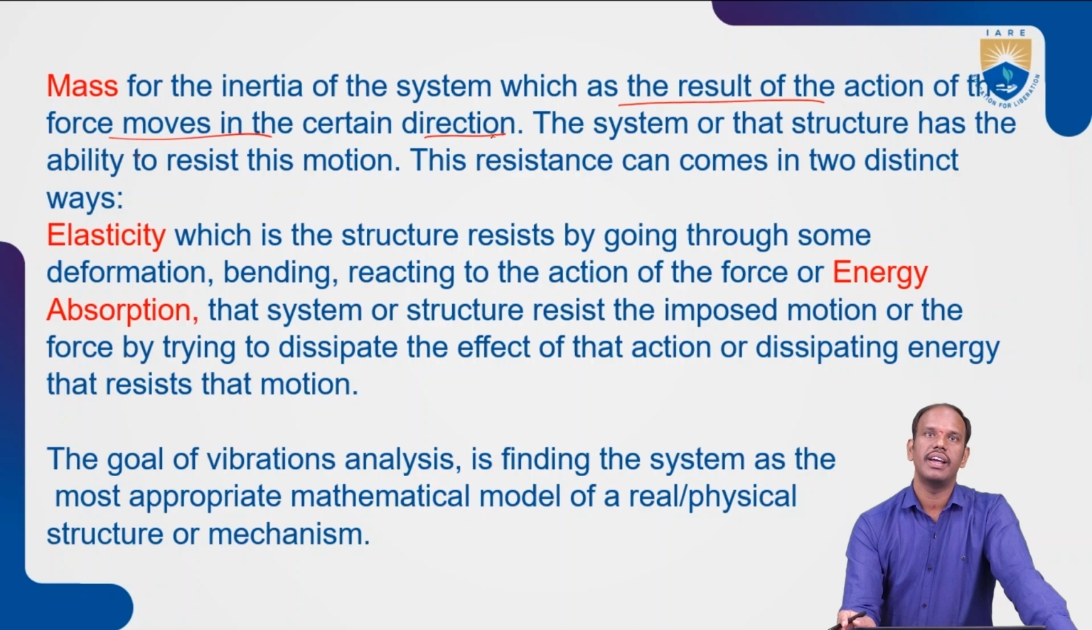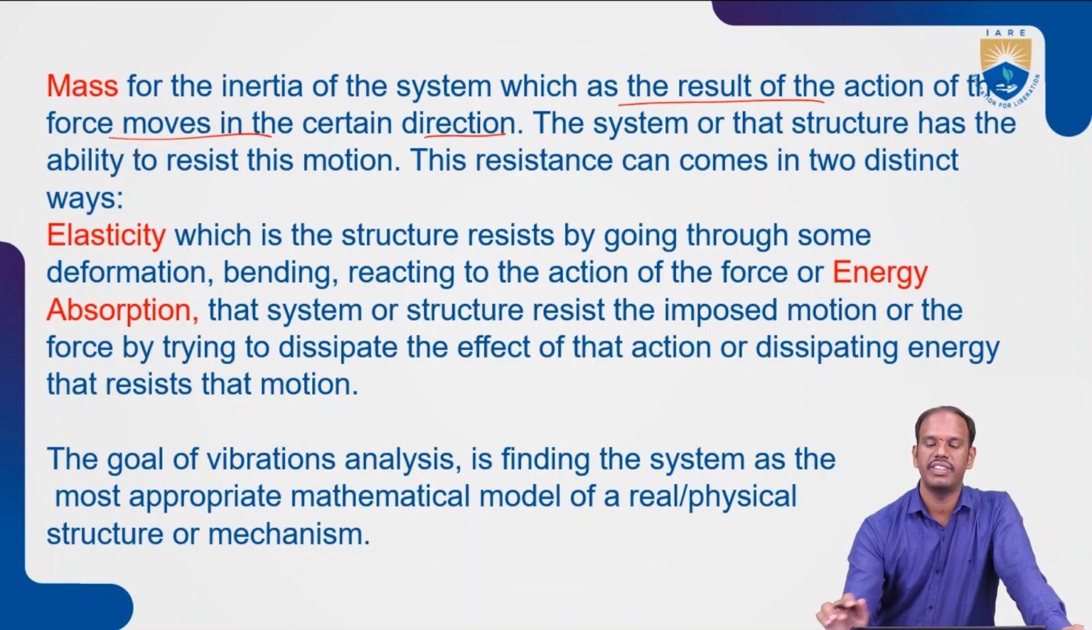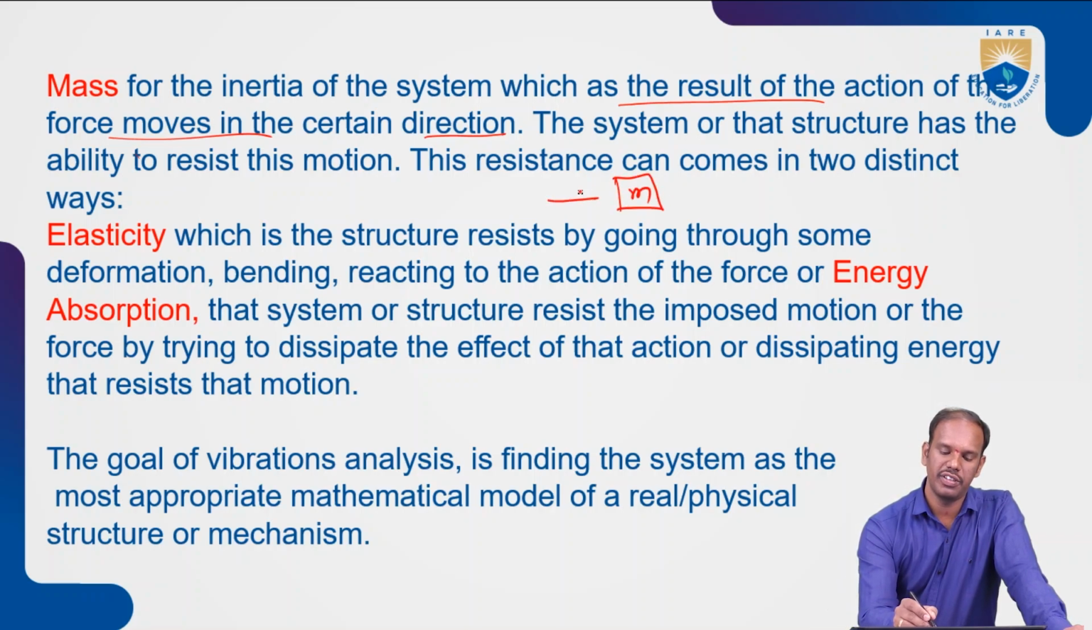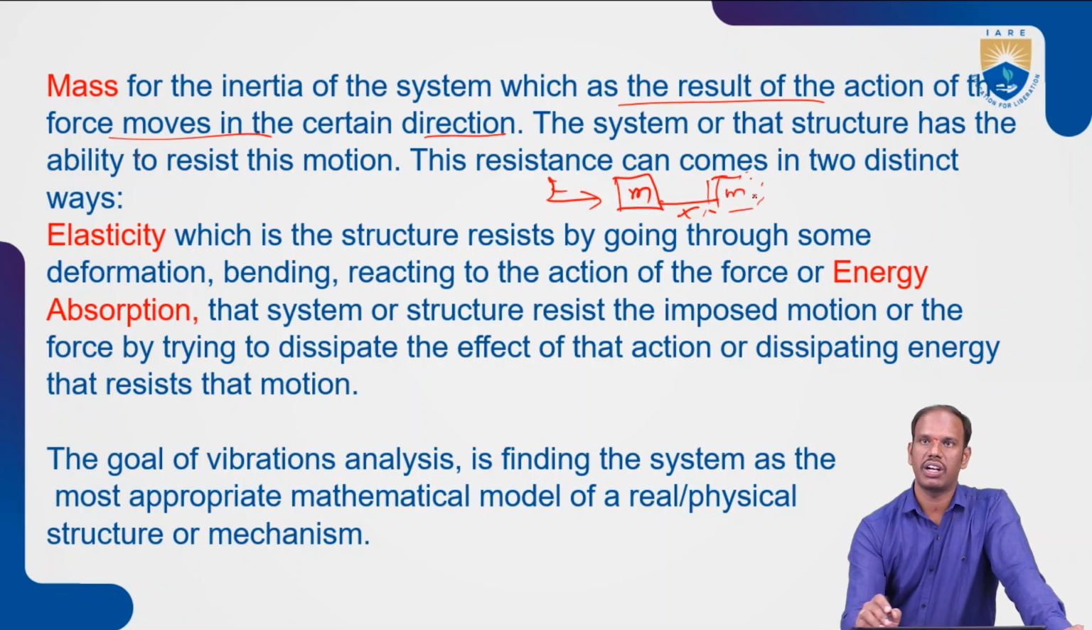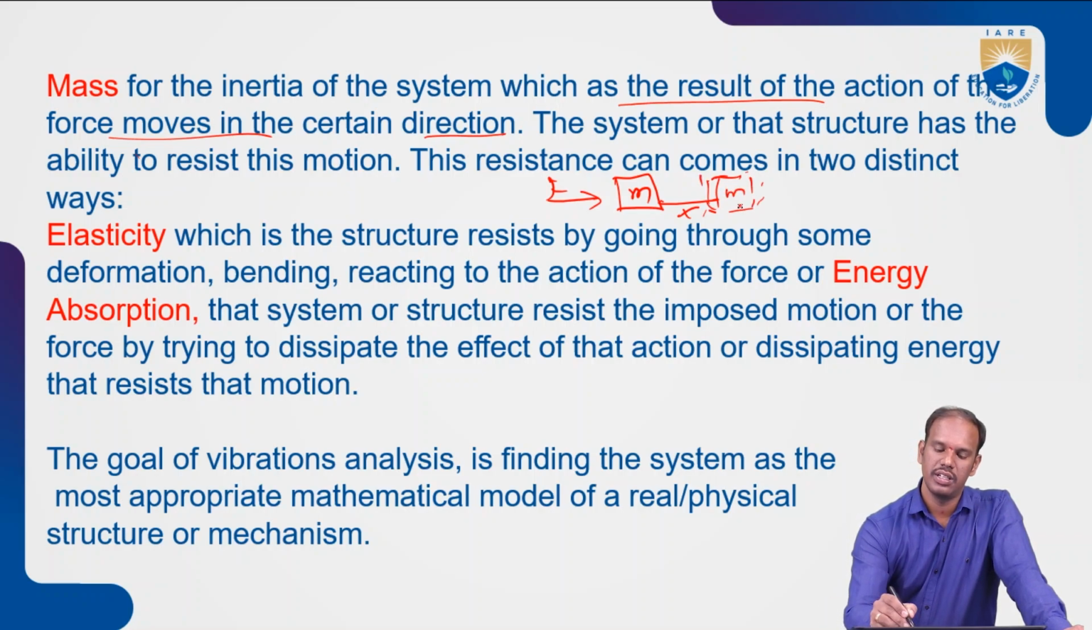So for the mass, there are some inertia forces of the system, which will result from the action of these forces that move it in a certain direction, right? If there is a mass and you give it a force, then it is going to move a distance x. So there is a mass m. The dotted line means the position after giving the force, and then there is a movement after that, right?